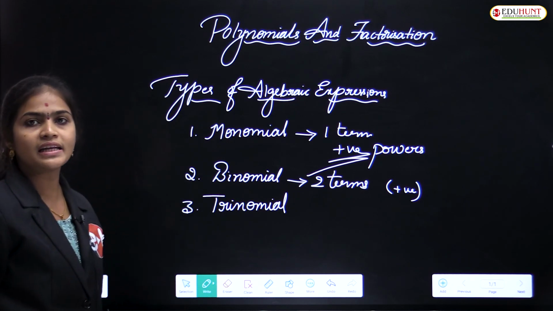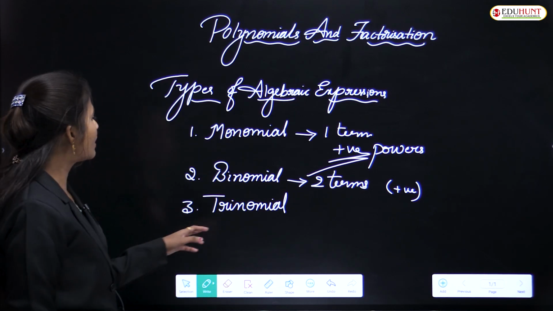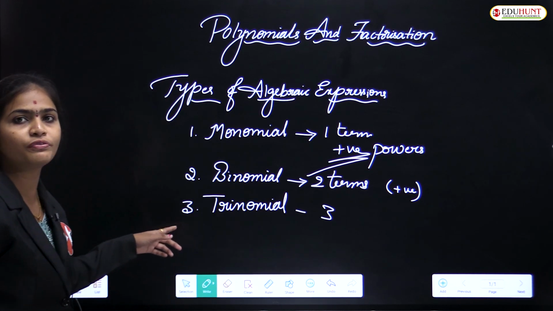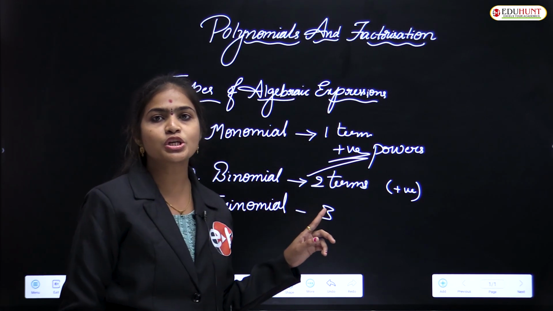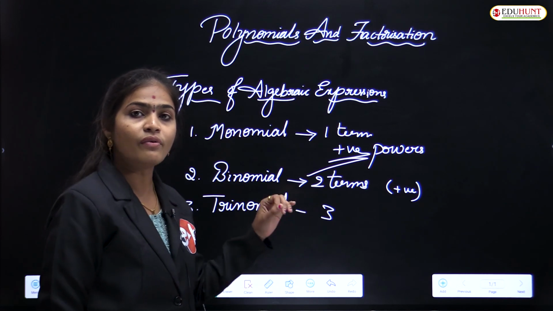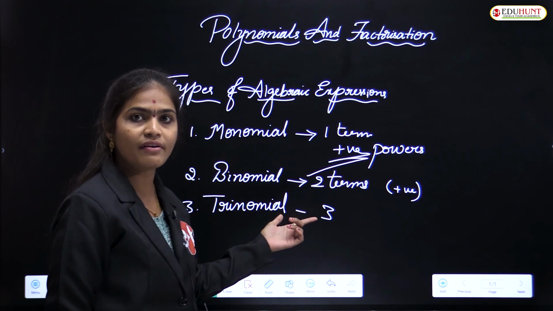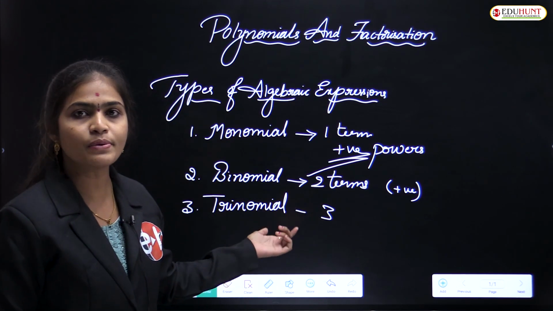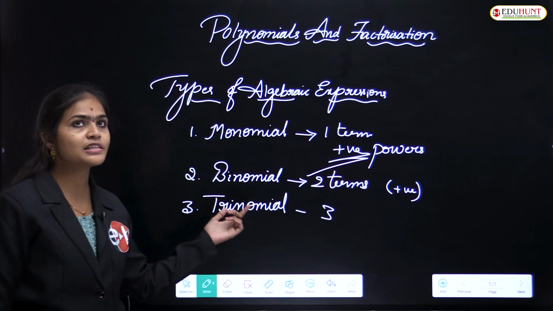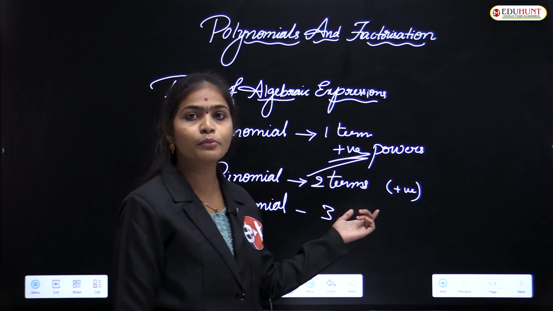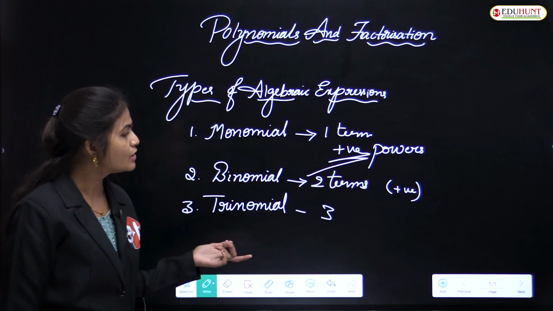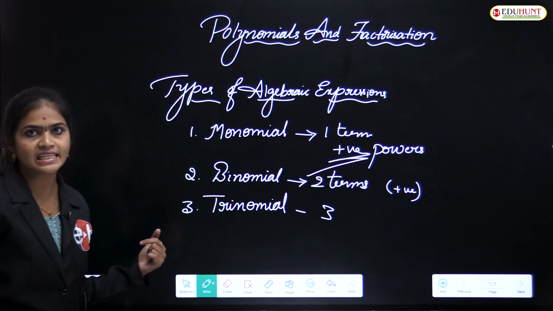Okay, we will call that one a trinomial. Trinomial means three terms. Another definition for a trinomial is an expression which contains three monomials. Why? Because a trinomial also has positive powers, and positive powers means monomials only, no? So an expression which contains three monomials, we will call a trinomial. Here also the powers are positive.